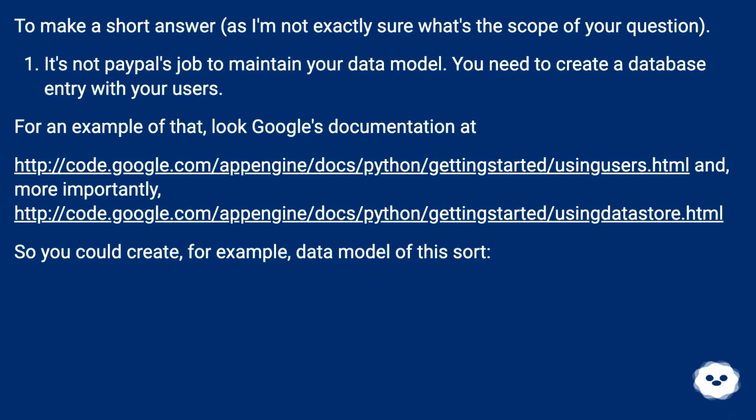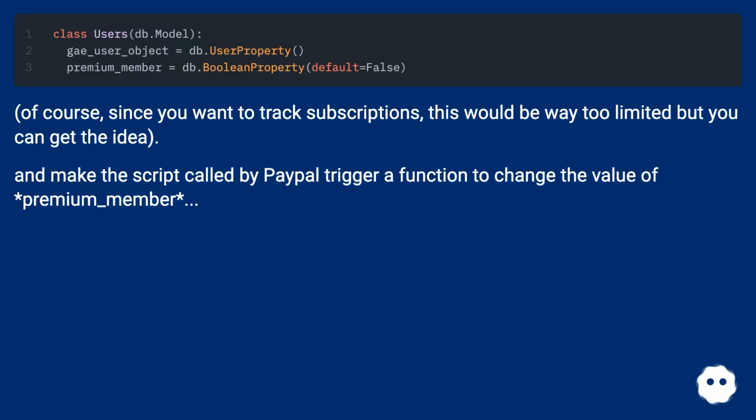To make a short answer, as I'm not exactly sure what's the scope of your question. It's not PayPal's job to maintain your data model. You need to create a database entry with your users. For an example of that, look at Google's documentation at this URL, and, more importantly, this URL. So you could create, for example, a data model of this sort. Of course, since you want to track subscriptions, this would be way too limited, but you can get the idea. And make the script called by PayPal trigger a function to change the value of premium_member.